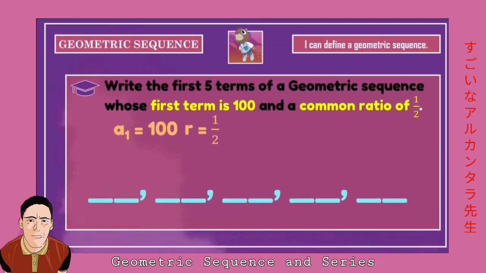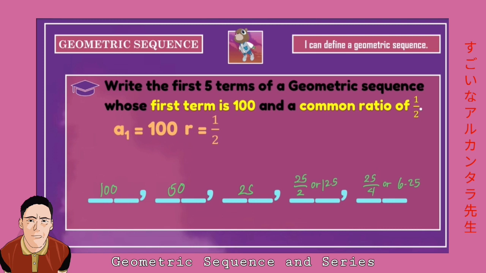Okay, 100 times 1 half. So we start with 100 times 1 half, you get 50. 50 times 1 half, you get 25. 25 times 1 half, that's 25 over 2. If you want to simplify that, this is 12.5. Then 25 over 2 times 1 half, that's 25 over 4, or 6.25. So you can have either the decimal or the fraction, your choice. So that's how it works.